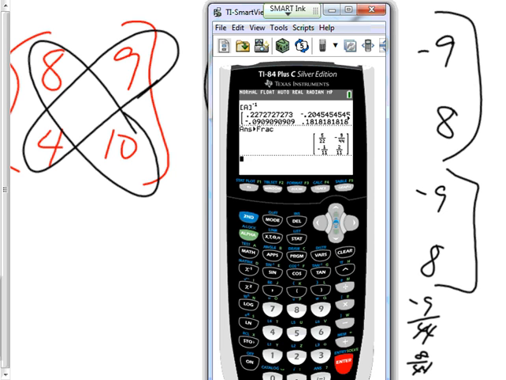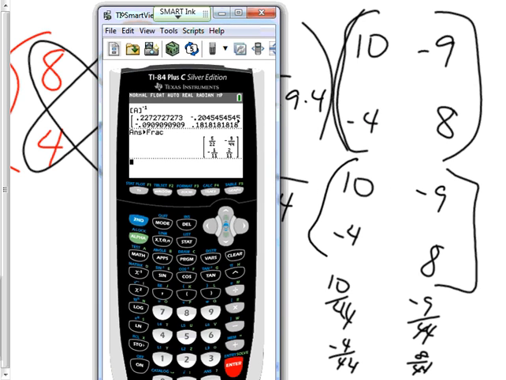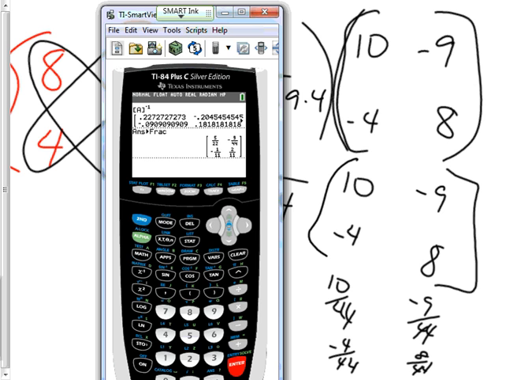But wait a minute. Theirs are just reduced. You get what I'm saying? Mine was 10 44ths, which reduces to 5 over 22. And mine was negative 9 44ths, which is the same. And mine was negative 4 44ths, which reduces to negative 1 11th. And the last one is 8 over 44, which reduces to 2 over 11. Okay, so that's complicated. That's how you find an inverse by hand. I don't expect you to remember that, but your calculator is going to be with you on the test and on the ACT test, and it would be handy if you knew it that way.